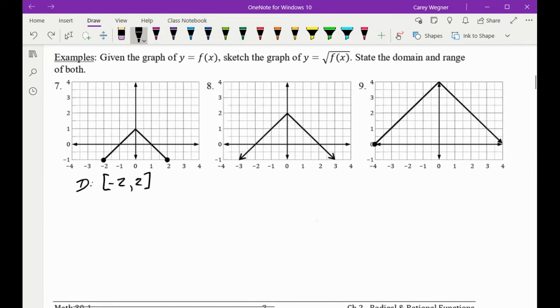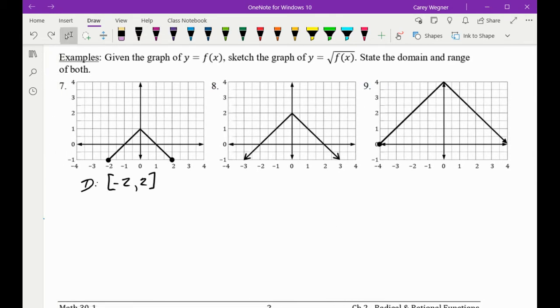Well, I would like you to write what is the domain for these next two, for questions 8 and question 9. Once you've done those domains, then I'll have you restart the video. So you can pause the video at this point.